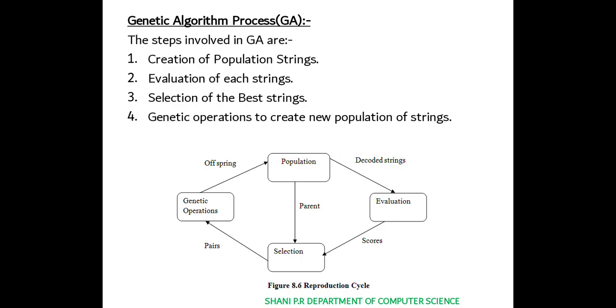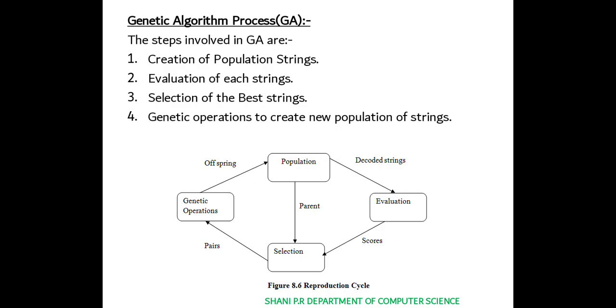So we can see the genetic algorithm process. The steps involved in the genetic algorithm are creation of a population of strings, evaluation of each string, selection of the best strings, then genetic operations to create a new population of strings. Here you can see the diagram, which is the reproduction cycle that we have. As I told, the population includes the individual elements. Every single element will be there in the whole population, and the next step is evaluating the strings.